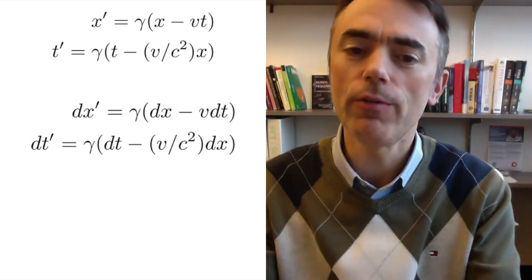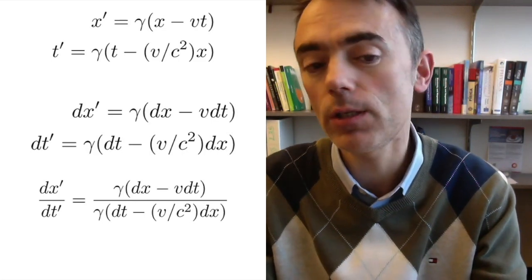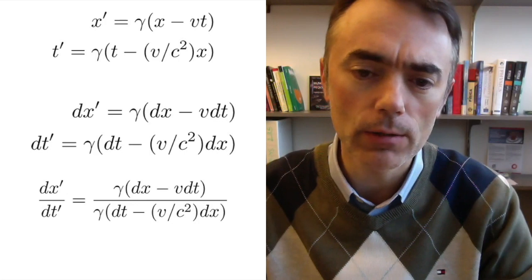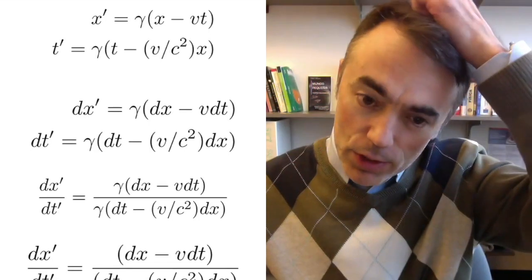From here, we just divide dx prime over dt prime. On the left-hand side, that will be the velocity from the train, and on the other hand, we have a little bit more complicated expression, but we can cancel the gammas, and we get this other expression here.